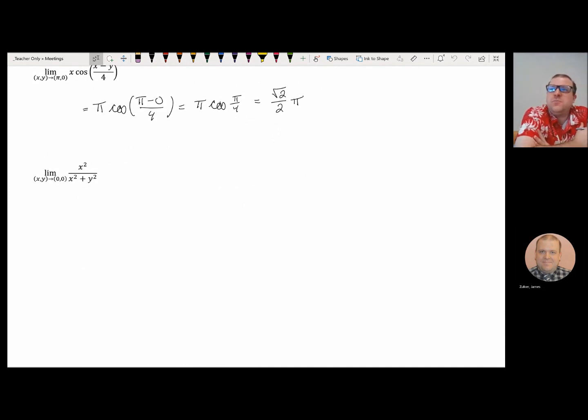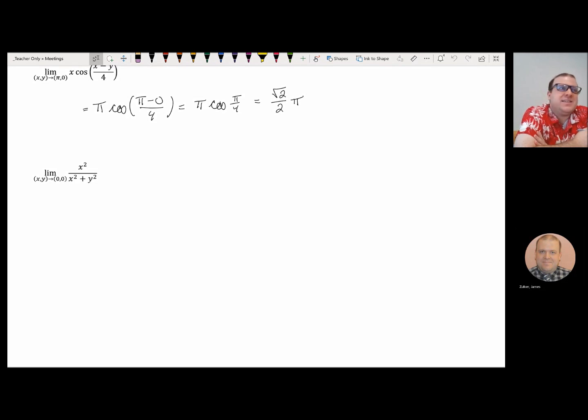The domain of x squared over x squared plus y squared is the entire real plane except the origin. Oh, but we're approaching the origin. That's a problem. In fact, if you were to plug the point in, you get 0 over 0, which is indeterminate. That means the limit could exist, or it could not exist. Your job is to figure out which one it is, because that dictates how you proceed.